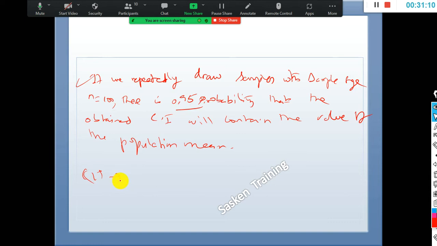You need to remember the central limit theorem. As per the central limit theorem, the sample mean can be approximated to the population mean. I'll write it here so that when you watch the video again, you can see: the sample mean can be approximated to the population mean. I need to improve my handwriting skills.